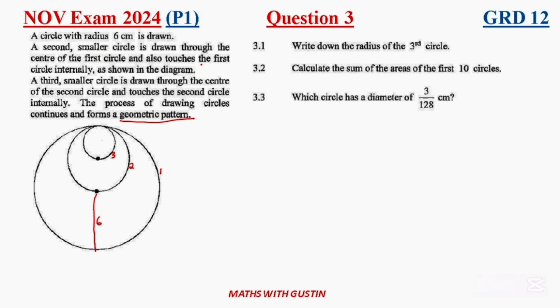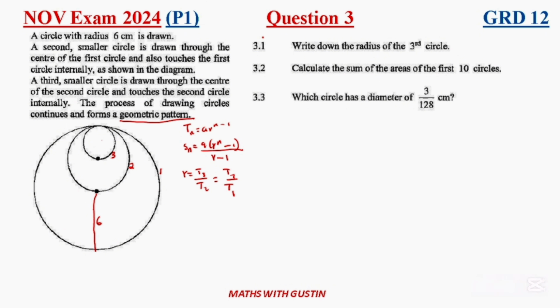Because guys, immediately when they say geometric pattern, you must know that you will be using Tn equals ar^(n-1), and also Sn equals a(r^n - 1) all over r - 1. These are some of the things, and then you would have to determine the ratio, which is given by T3 over T2, which must be equal to T2 over T1. Okay, great stuff.